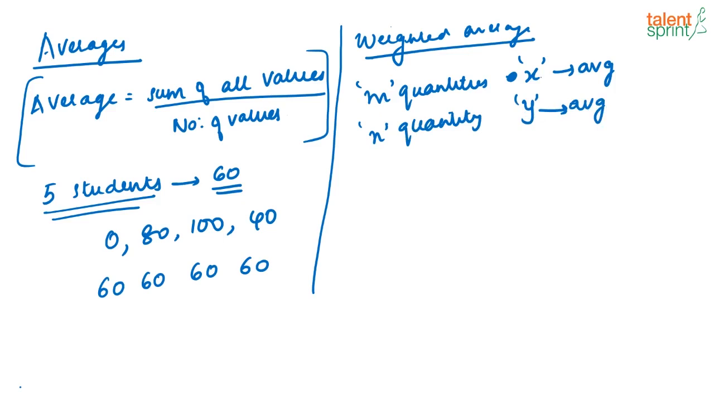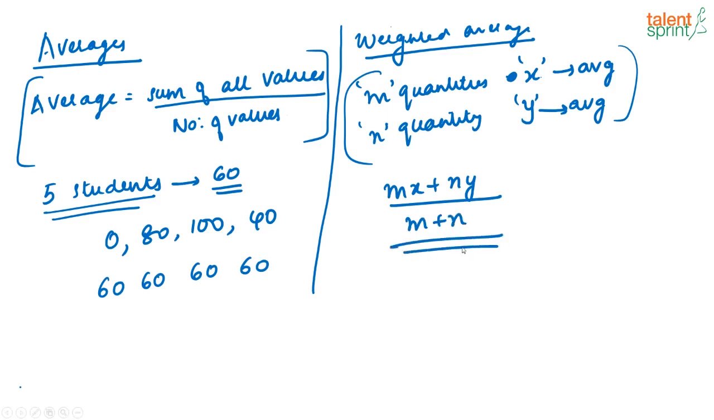So what is the weighted average? Weighted average is nothing but the net average of these two groups put together. So the weighted average is nothing but (mx + ny) divided by (m + n). This is the basic formula for weighted average. So if you have m quantities with average x and n quantities with average y, the net average or the weighted average of both of these put together is (mx + ny) divided by (m + n). Similarly, you can do it for any number of variables.